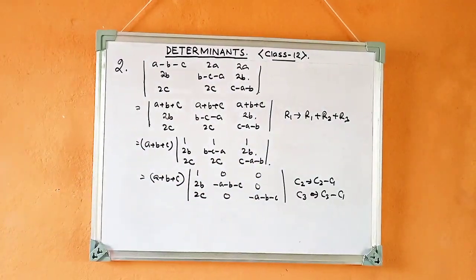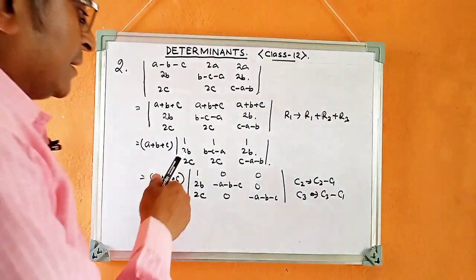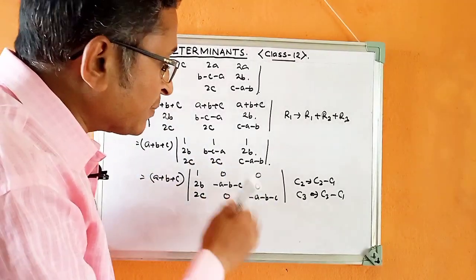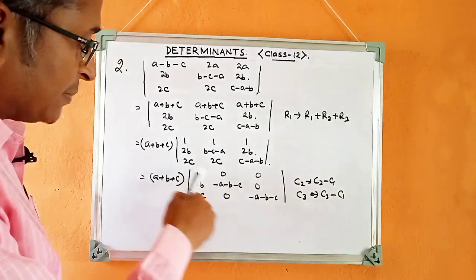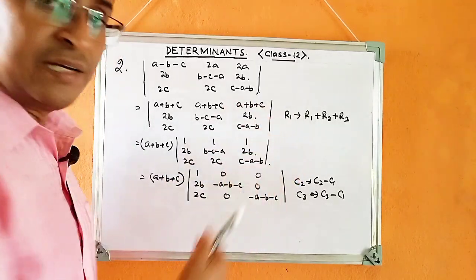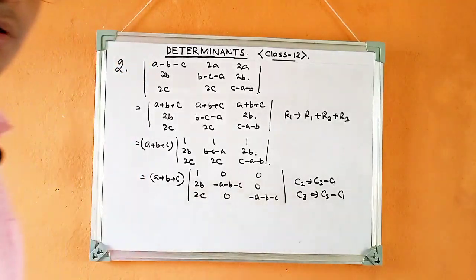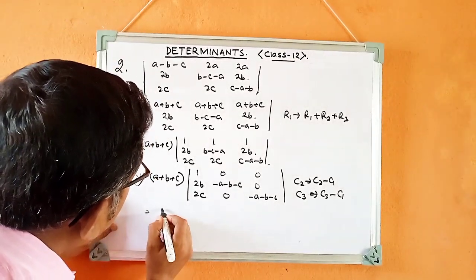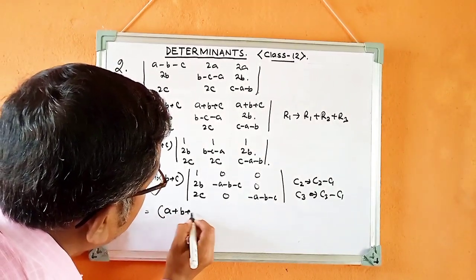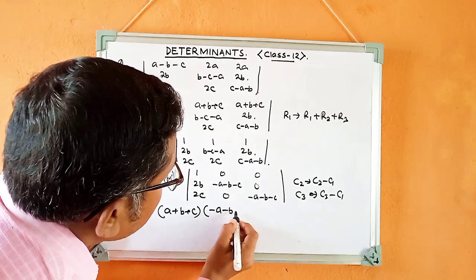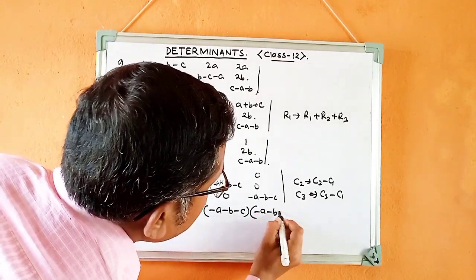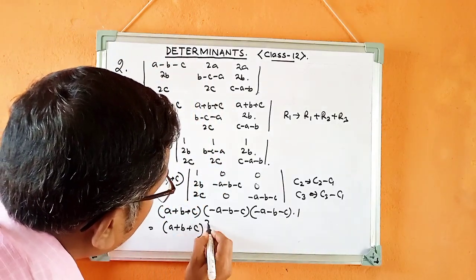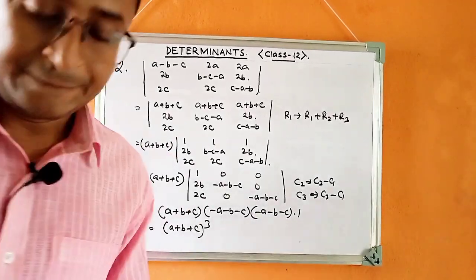Got it? Now see, using property, see carefully, all the elements on one side of the principal diagonal are 0. See, this is the principal diagonal and all the elements on the upper side of the principal diagonal are 0. So what is the result? That means 1 into this. This is the property of the determinant. So A plus B plus C into minus A minus B minus C into minus A minus B minus C into 1. So what is the answer? That is A plus B plus C whole cube. That is the answer. See carefully. Important sum.